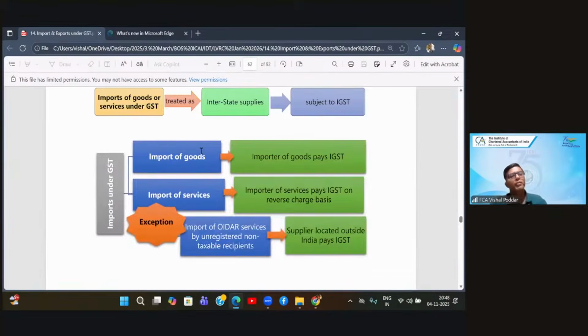So these are the various provisions relating to exports, imports under GST. Now I open the forum for your question answers, if any. So if you have any particular questions, let me know. We can discuss it and take it forward.